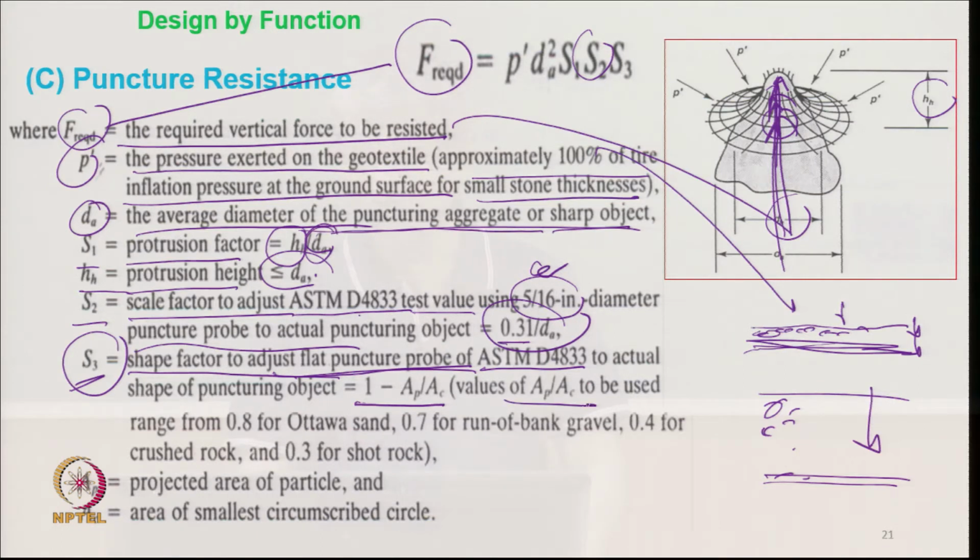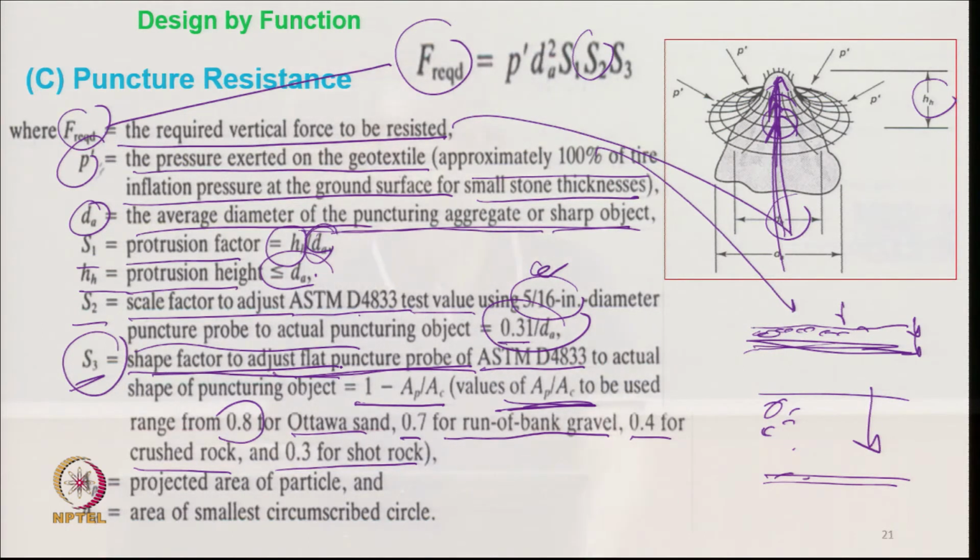AP by AC is the sphericity of the stone, which is giving the value of 0.8 for Ottawa sand, 0.7 for a round bank gravel, 0.4 for crushed rock, 0.3 for short rock. So, these are the standard values given. From there we can calculate the S3 value, that is the shape factor, the adjusted shape factor.